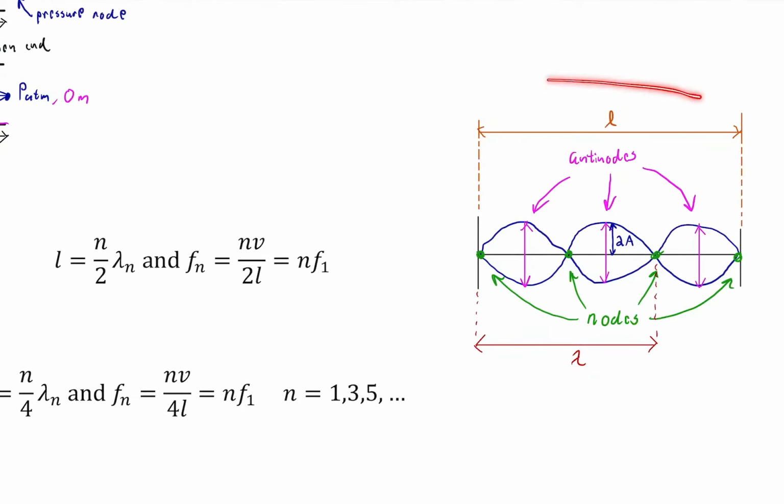Looking at the string, we have a similar idea of thinking about nodes and antinodes. But here, what's different is that it's not the sound wave that's traveling, so it would make no sense to talk about pressure nodes. The string is a simpler concept, because you only have nodes and antinodes. Nodes are quite literally points where the string is not moving. It is staying at the point it would be at if it was at rest, as if there was no mechanical wave traveling back and forth along it.